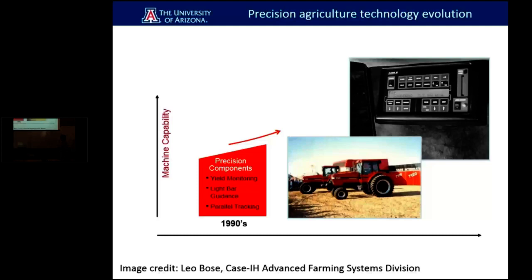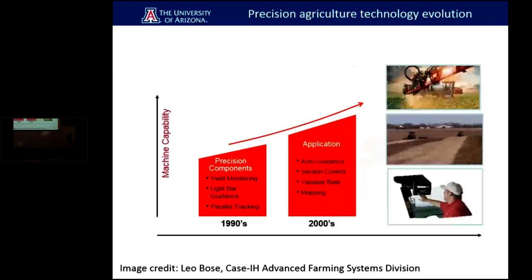Leo Bose is an ag engineer too, working for KCIH, and he provided these first slides for me. His point on these slides is about how machine capacity has increased over time. I remember using these kind of old tractors, you know, we call them old, and these kind of controllers that had some electronics in them, but they were absolutely not connected to any GPS system whatsoever. But that was at the beginning of the transition into the use of more electronic inputs, the 1990s.